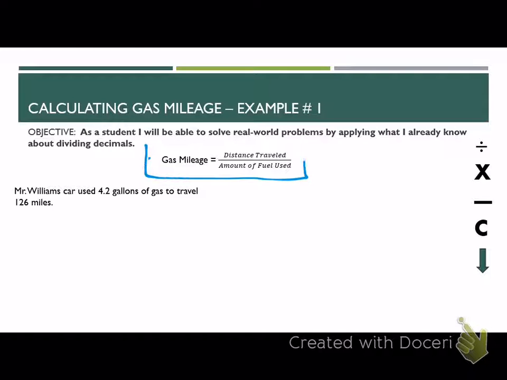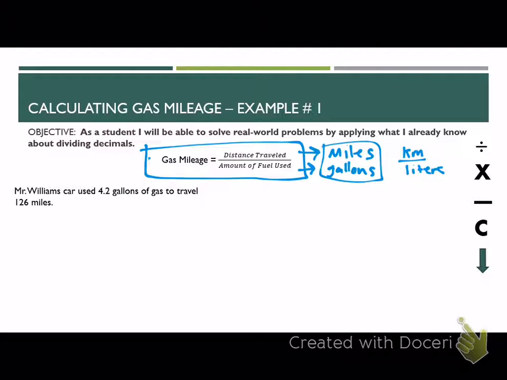Now, there's a formula. Gas mileage equals distance traveled over the amount of fuel used. That's very simple as long as you know these two things. Distance traveled in America is normally calculated as miles. Okay? And the amount of fuel used in the United States is normally in gallons. Now, you guys are working in metric measurement in science class, so you might also see these things as kilometers over liters. But for our purposes, we are going to use miles per gallon. Okay? So, we're going to go ahead and get started with our first one.